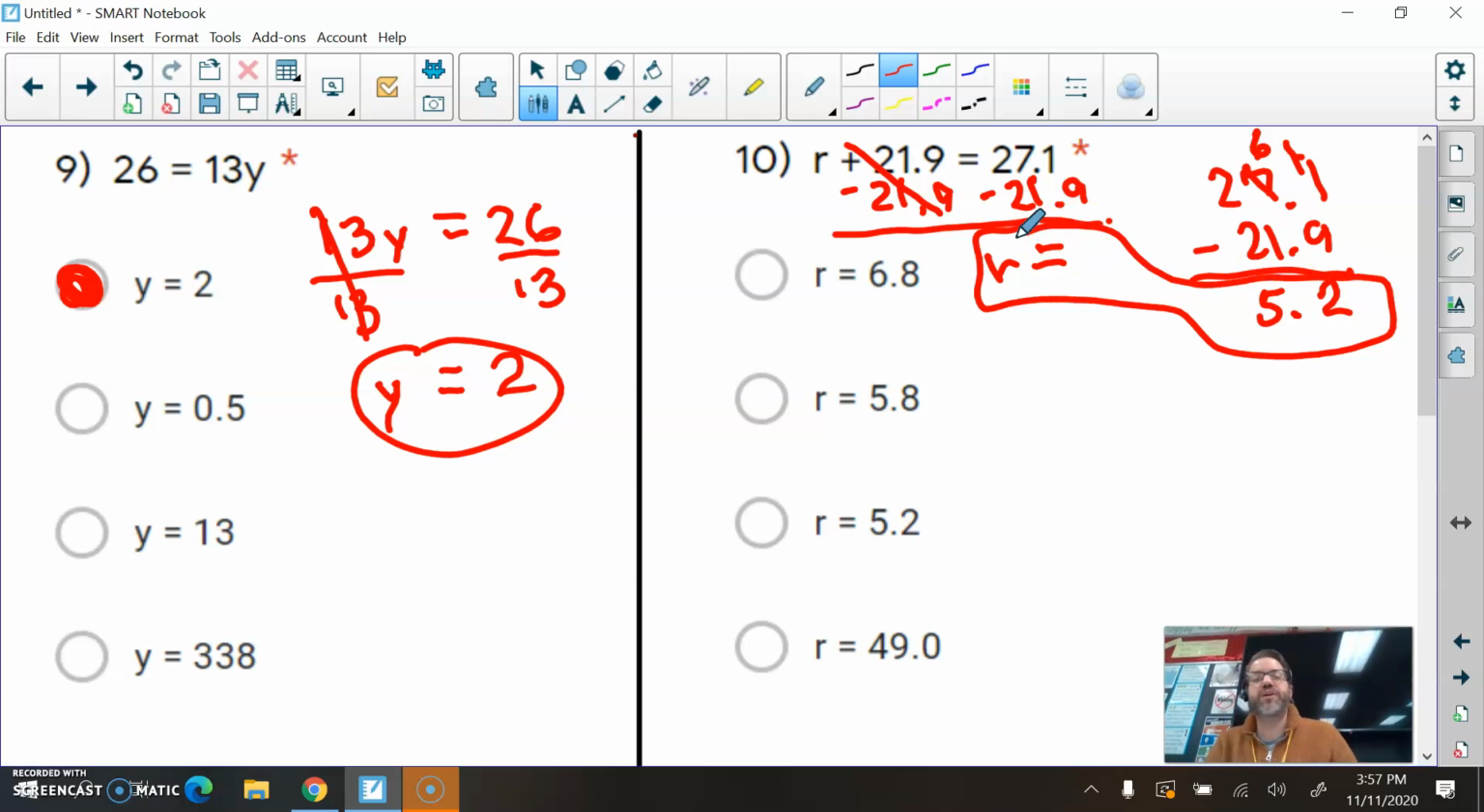Is that one of my answer choices? Right here, yes, it is. So I'm going to mark that one. R does equal 5.2. You can always test it when you're done by substituting 5.2 in here.